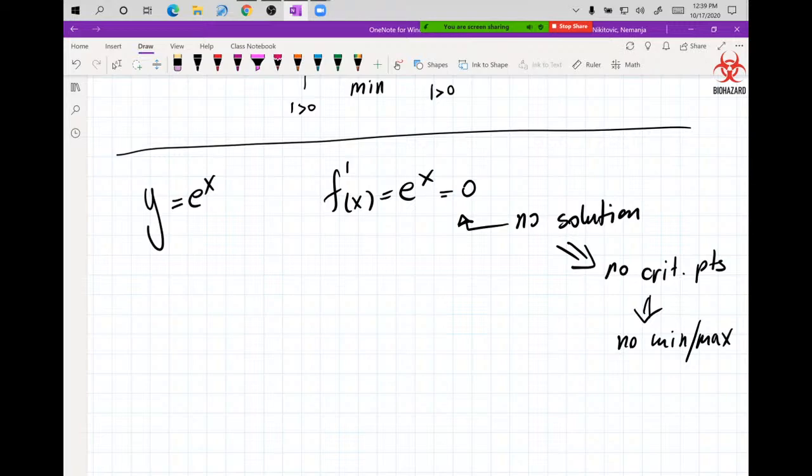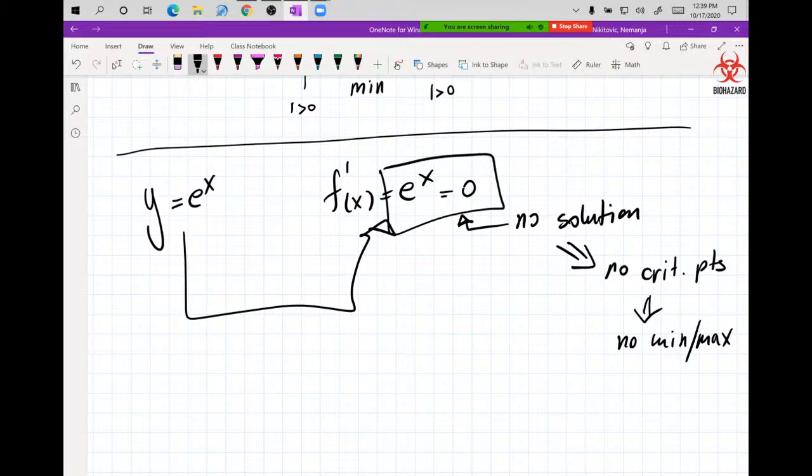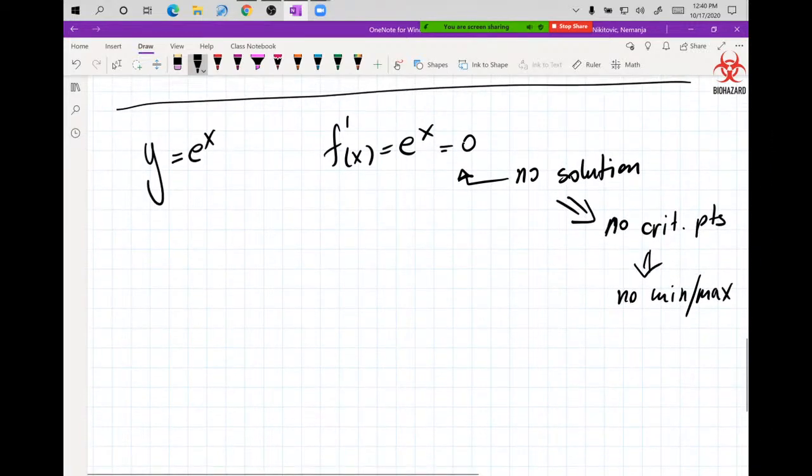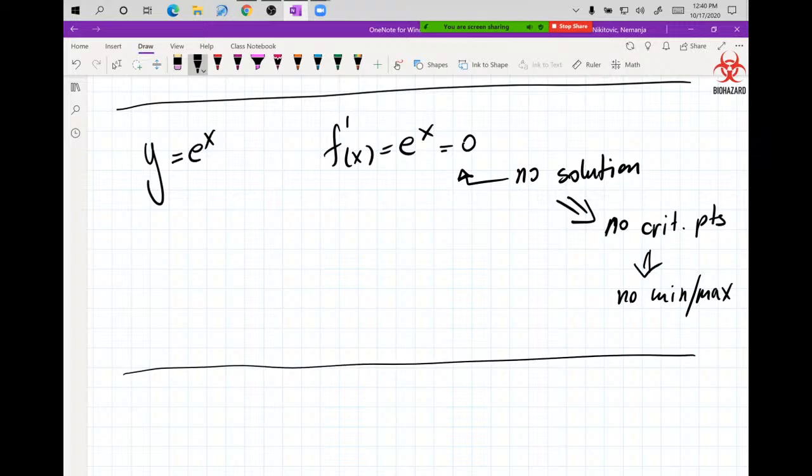So again, the derivative of the function is this. When you set it equal to 0, use your pre-calculus. There is no solution for this equation because e to the x does not cut through the x-axis to create a 0. Therefore, there is no solution. That means no critical points. And if there are no critical points, that means no min, no max. All right.